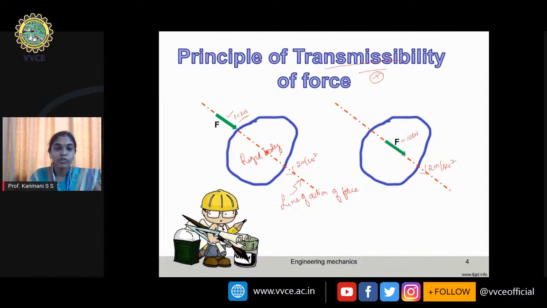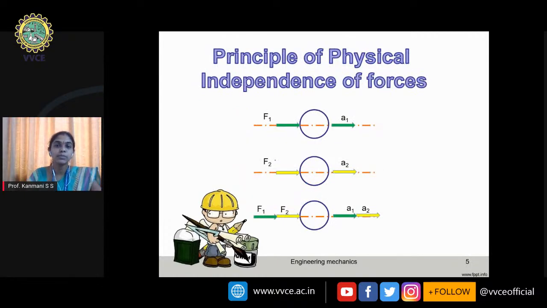So this is helpful for us to draw the free body diagram, to understand the concept of free body diagram and to apply Lami's theorem. It is very helpful for us. So now moving on to the next principle, it's called the principle of physical independence. The principle looks very simple. It just says that a force F1 creates A1.